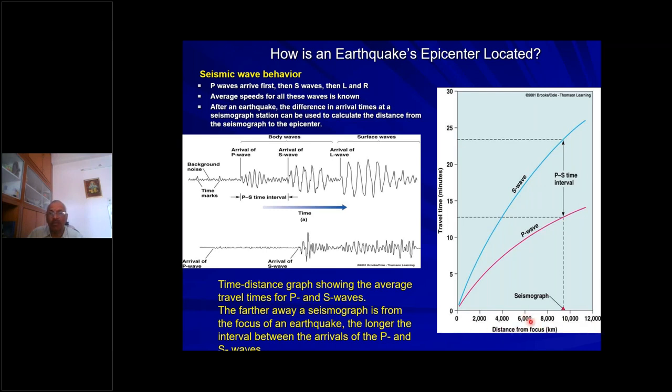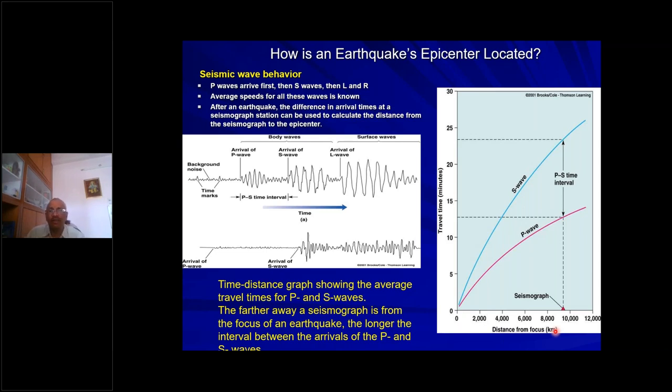Distance traveled by the wave versus the travel time. Suppose you know that there is around a 10-minute time interval between the secondary and primary wave. You can take the 10-minute time interval here and draw horizontal lines at this time interval difference. Then wherever these intersect, that gives the distance of that particular focus point, whether it is 10,000 kilometers or 8,000 kilometers from the recording station, how much distance the focus point is located.